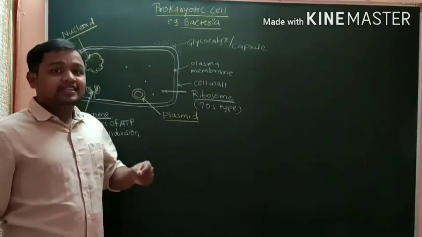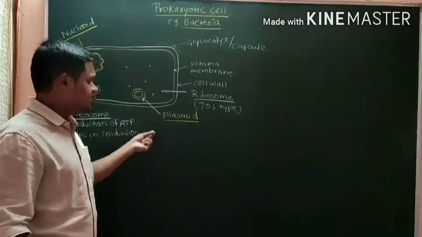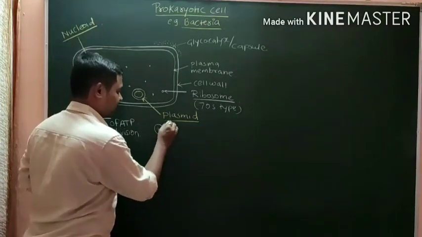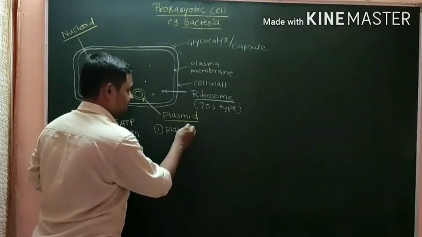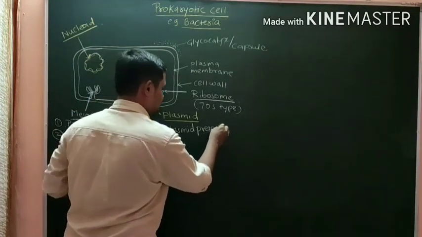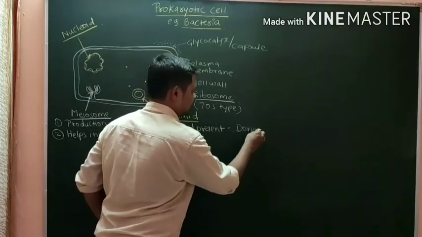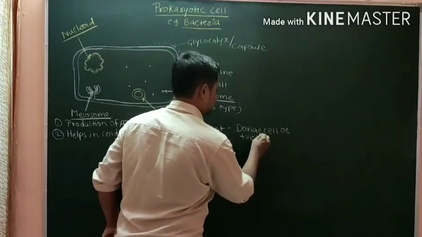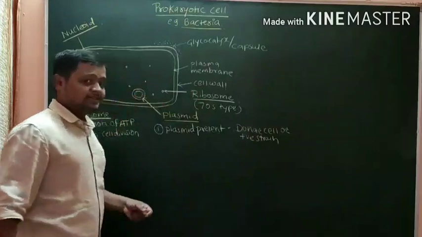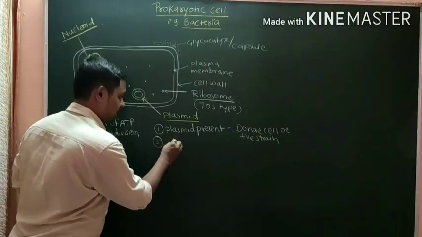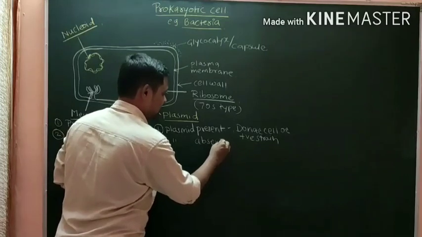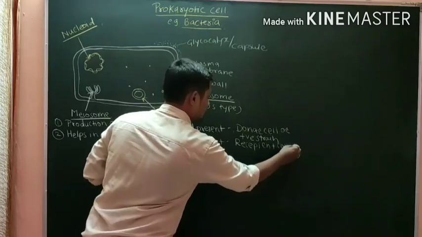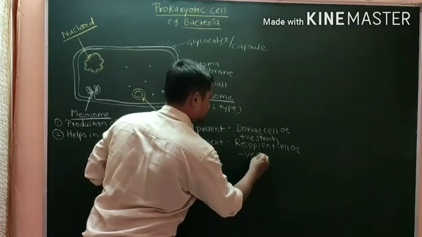If the bacterial cell has plasmid, it is called a positive strain. Means if plasmid is present, then the cell is called a donor cell or positive strain cell. If plasmid is absent, then it is called a recipient cell or negative strain cell.